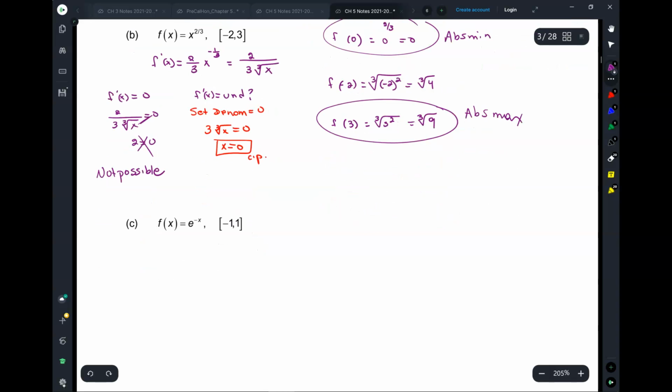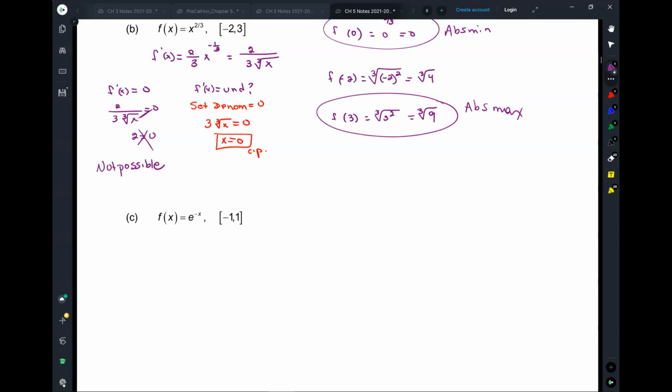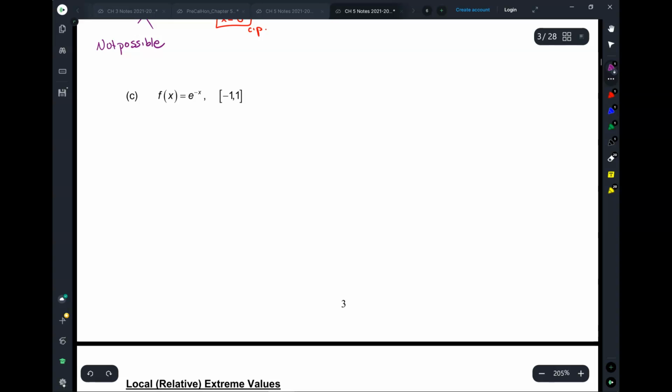Okay. Oh, e to the x, e to the negative x. All right, so take a derivative. Negative e to the negative x. Yes? Okay. Now, what is this? This is negative 1 over e to the x, right? Okay.